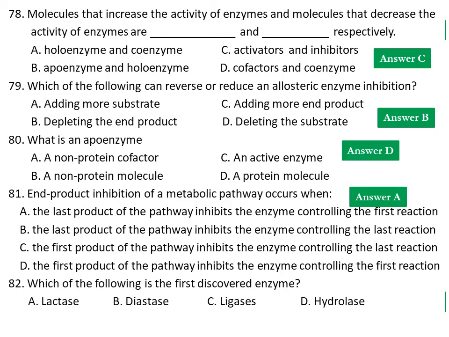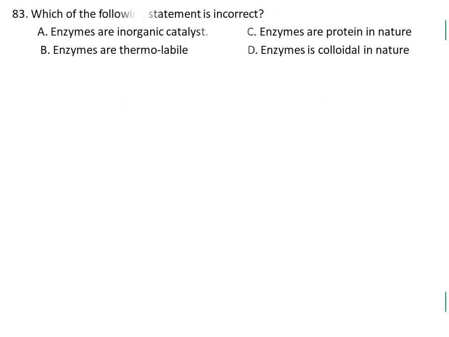Question number 82. Which of the following is the first discovered enzyme? A. Lactase. B. Diastase. C. Ligase. D. Hydrolase. So the answer should be B. Diastase.